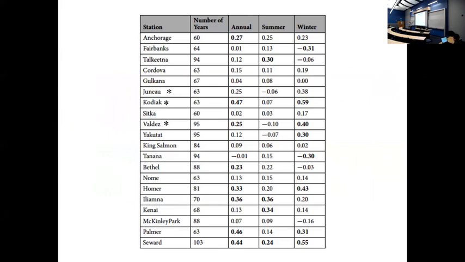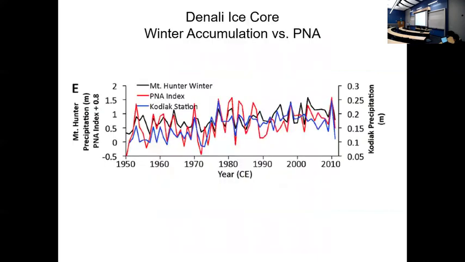I just wanted to pick out 3 of the stations on the east side. So this is correlation, number of years of record, correlations between precipitation at the meteorological station and accumulation at Denali on an annual, summer and winter layer, and 3 of the stations on the east side, right? Juneau, Kodiak, and Valdez all seem to have pretty good relationships. So there's at least some information that we're representing reality, even though there's some big differences, especially in elevation.